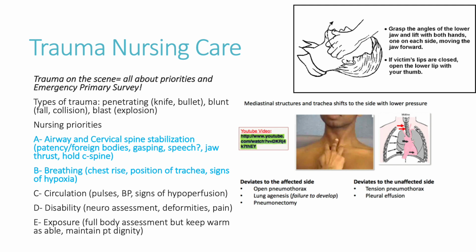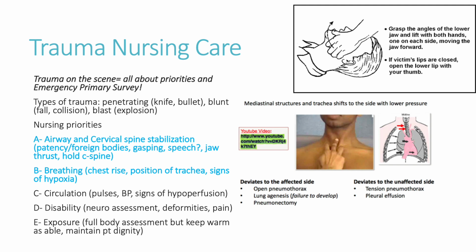So what else is involved in this very efficient primary survey when we hit breathing? Well, we look at positioning of the trachea. We want to assess whether that trachea is midline. And you can see here someone's assessing that with their 3 fingers. So why is this important?